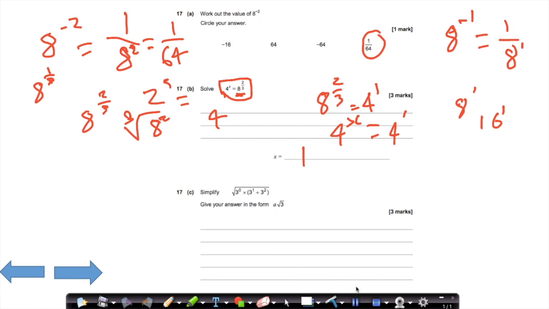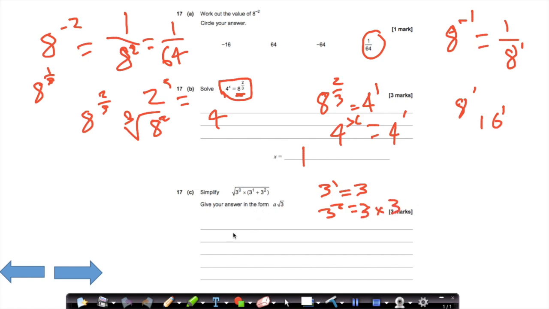And for question 17's part C, now we're looking at the square root of 3 to the power of 0 times, open brackets, 3 to the power of 1 plus 3 squared. If we're thinking about what to deal with first, we might want to resort to BIDMAS for a little bit of help. BIDMAS tells me that I need to perform the operations inside the brackets first. 3 to the power of 1 is 3. 3 to the power of 2 is 3 squared, so 3 times 3.